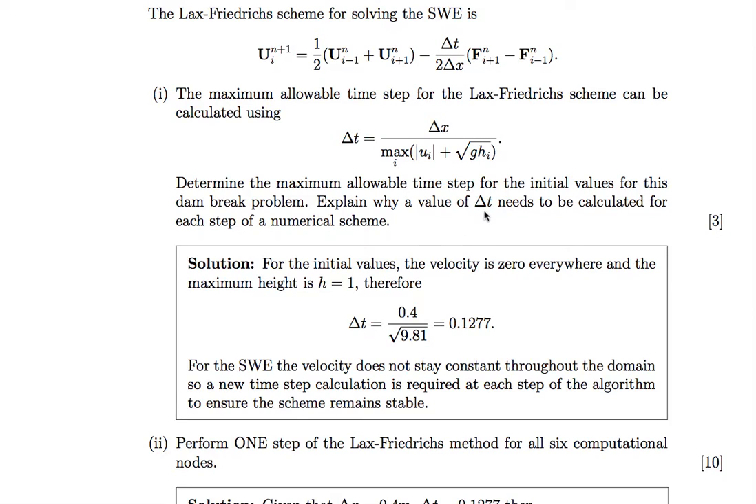Okay, why do we have to calculate delta t at each time step? Well, the values of velocity u and height h aren't going to stay constant. They're going to be changing. So therefore the maximum velocity in your domain is also going to be changing. So you have to calculate delta t for each time step.